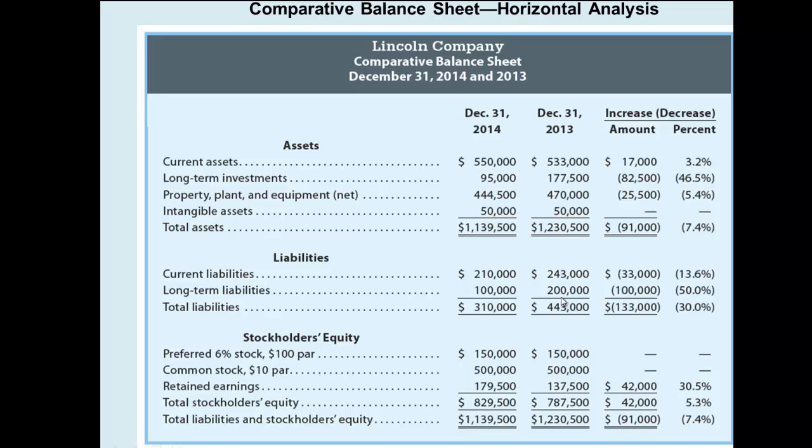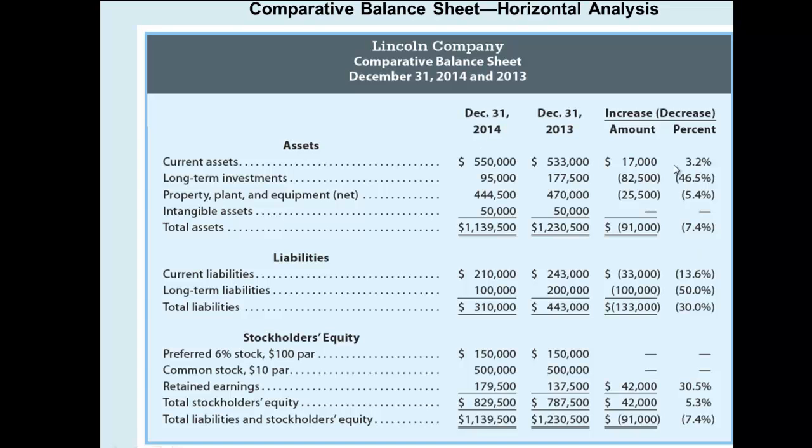Let's just, for example, take a look at retained earnings. Well, we can see up here there was no change, so there's no dollar or percentage change. Retained earnings increased from this number to $179,500. That's a $42,000 or a 30.5% increase.